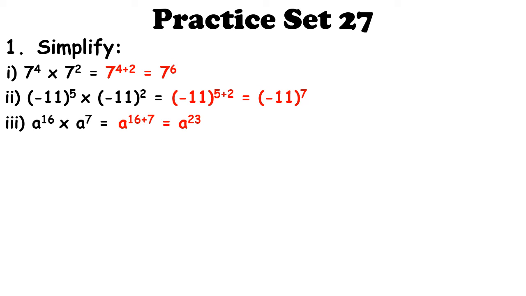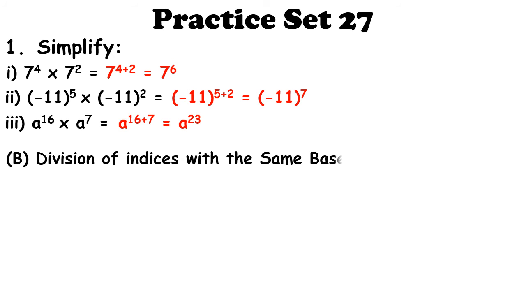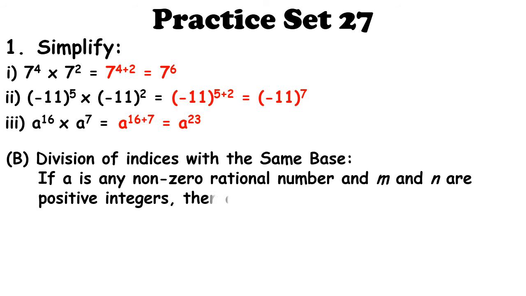So that was our first rule. Let us study about the second one. Division of indices with the same base. If a is any non-zero rational number and m and n are positive integers, then a raised to m divided by a raised to n will give us a raised to m minus n. In this case, instead of multiplying the indices with same base, we will divide them.